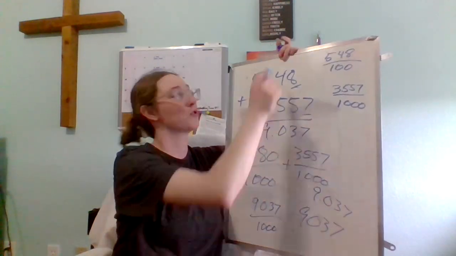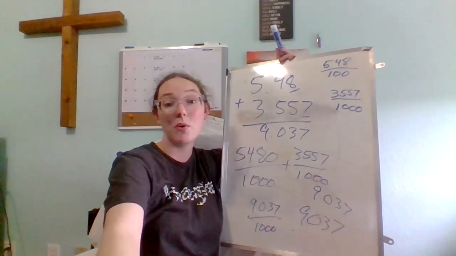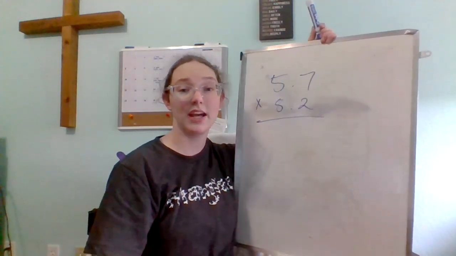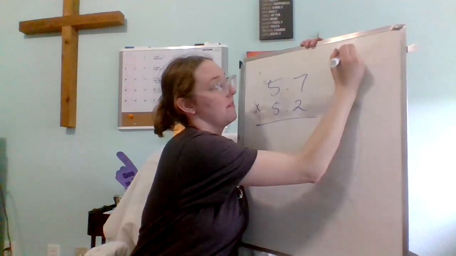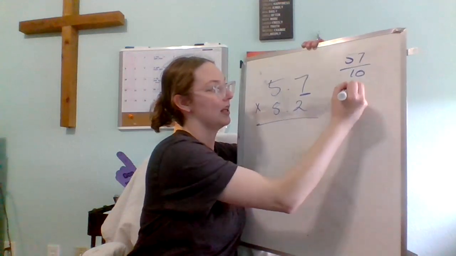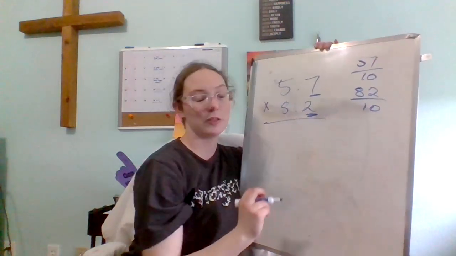Next, we will be learning how to multiply decimals together. The first problem we will be doing is 5.7 times 8.2. So for this problem, you would again find your fractions for each of them. The first one would be 57 over 10 because the 7 is in the tenths place, and the second one would be 82 over 10 because the 2 is in the tenths place.